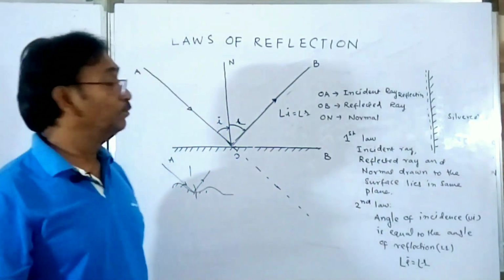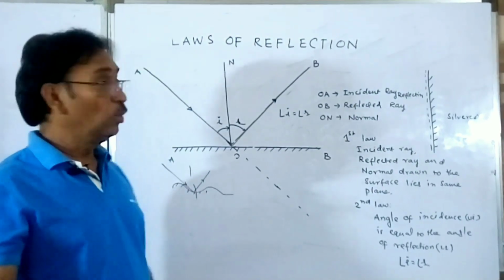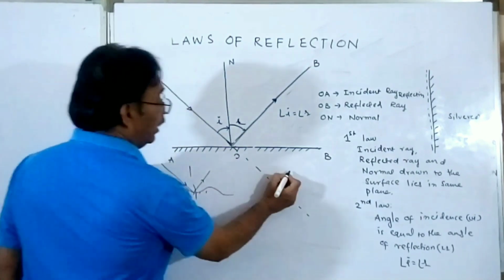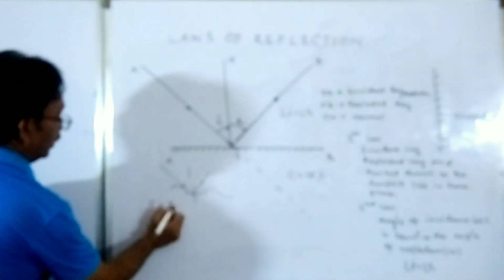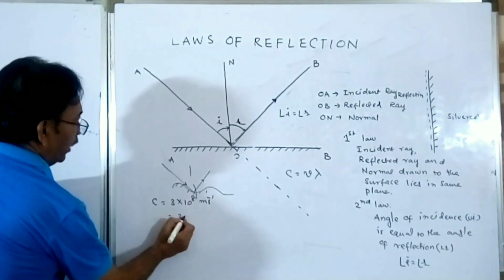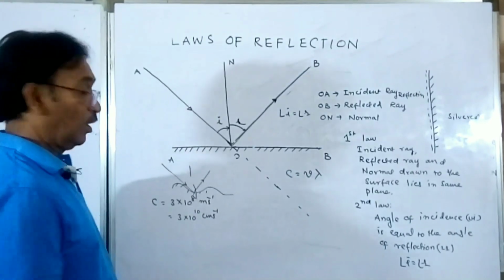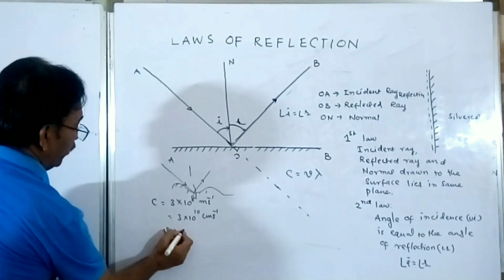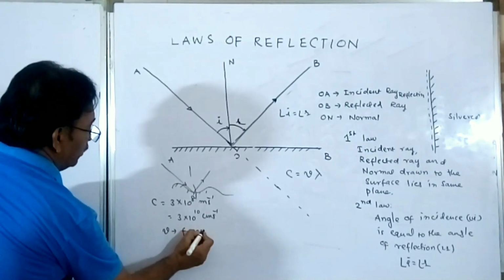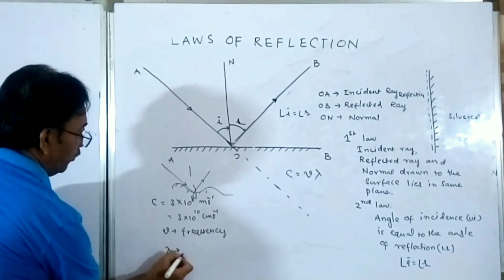And you have to remember one thing. When we are talking about the phenomenon of reflection of light, you know that the speed of light is given by c equals nu lambda. The speed of light is approximately 3 into 10 to the power of 8 meter per second, or 3 into 10 to the power of 10 centimeter per second, where nu is the frequency of light. Frequency means number of oscillations per second, and lambda is wavelength.